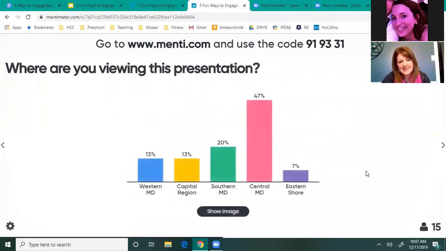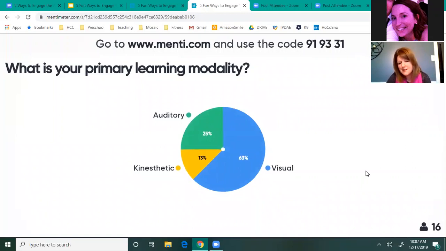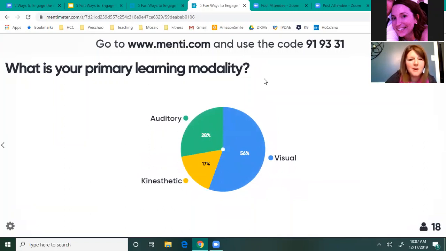All right, it looks like most of you are from Central Maryland, which is where I'm currently viewing from as well. But it's cool to see we have people all over the state. And for our last question, oh wow, most of you are visual learners. Some of you are saying auditory, just a few of you kinesthetic. Personally, I'm a kinesthetic learner. I'd rather just get the materials and do it myself than watch somebody try to tell me how to do it. I'm very hands-on, so awesome.